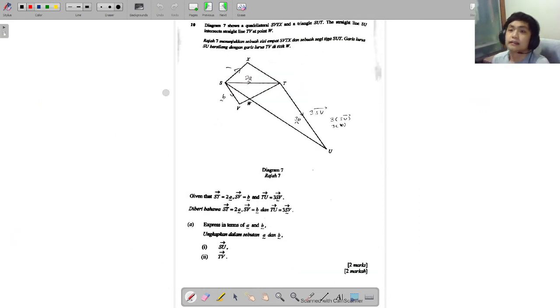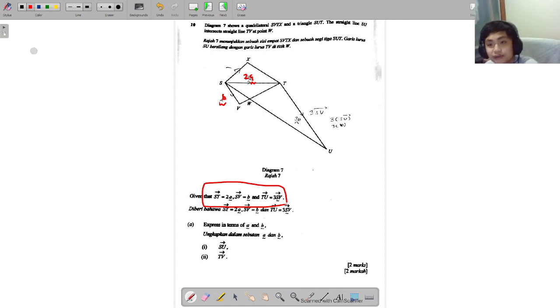So question 10. Question 10 shows a quadrilateral SVTX and triangle SUT. Straight line SU intersects straight line TV at point W, sure. So given that ST is 2a and SV is b, and TU equals 3SV, express in terms of a and b, SU and TV. So this information is important. So ST is 2a. This one they already pre-labeled, but I'll just label over, I guess.